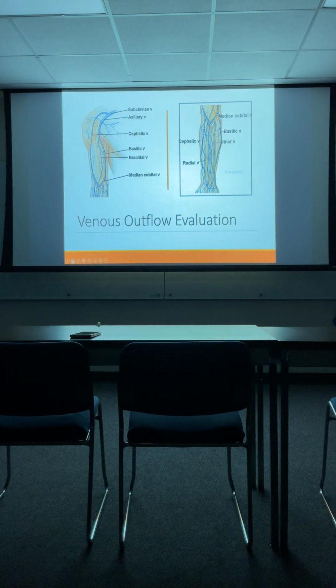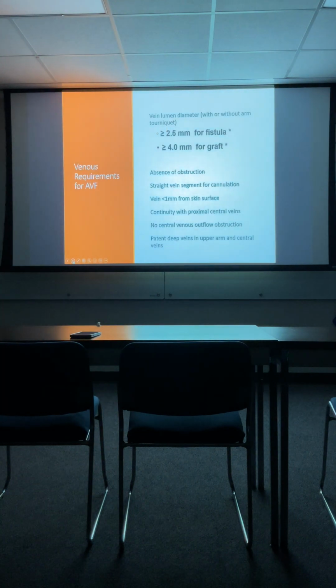Okay, so we've done the arterial inflow evaluation. Now we have to evaluate the outflow vein from which that graft flow is going to come through. So there are venous requirements for AV fistula creation. First off, the brachial veins are rarely ever used for hemodialysis access, although never say never, right? Anything can happen.